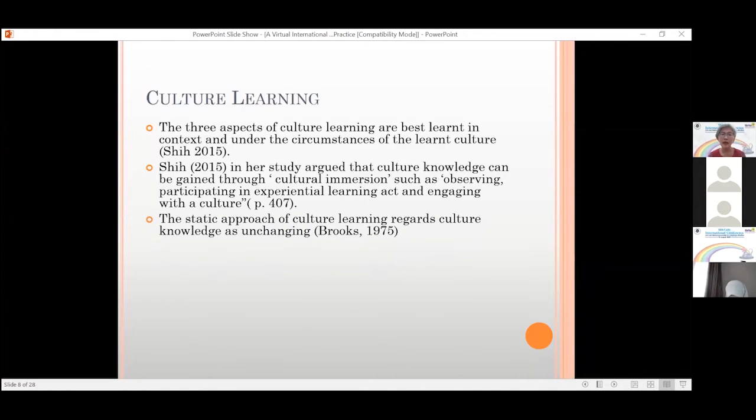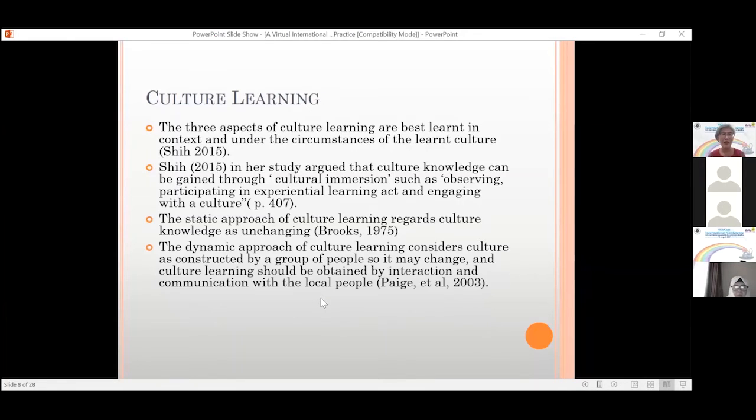The static approach of cultural learning regards cultural knowledge as unchanging. That is Brooks, 1975. That's the old belief, that is why you see that the source here is 1975. And the later belief of the approach of learning culture is the dynamic approach. The dynamic approach of cultural learning considers culture as constructed by a group of people, so it may change, and cultural learning should be obtained by interaction and communication with the local people.